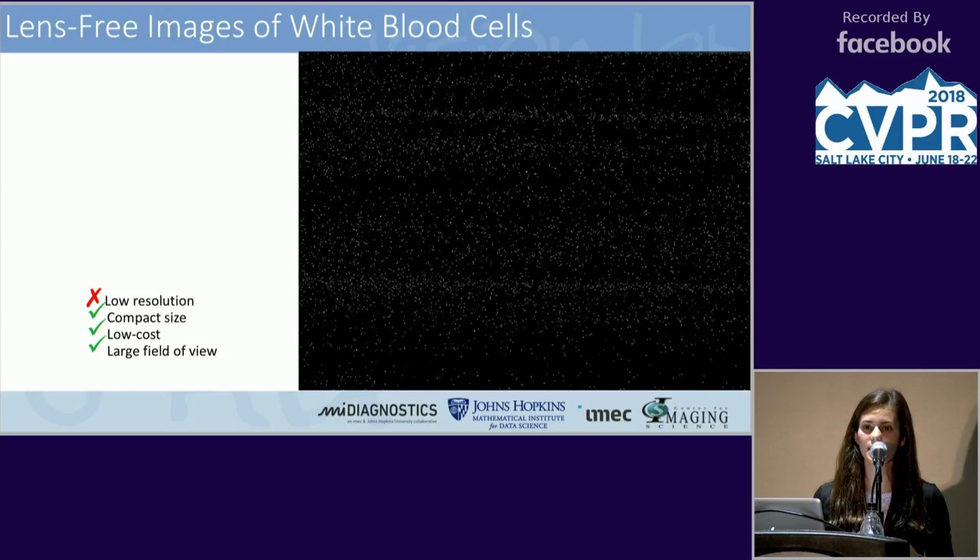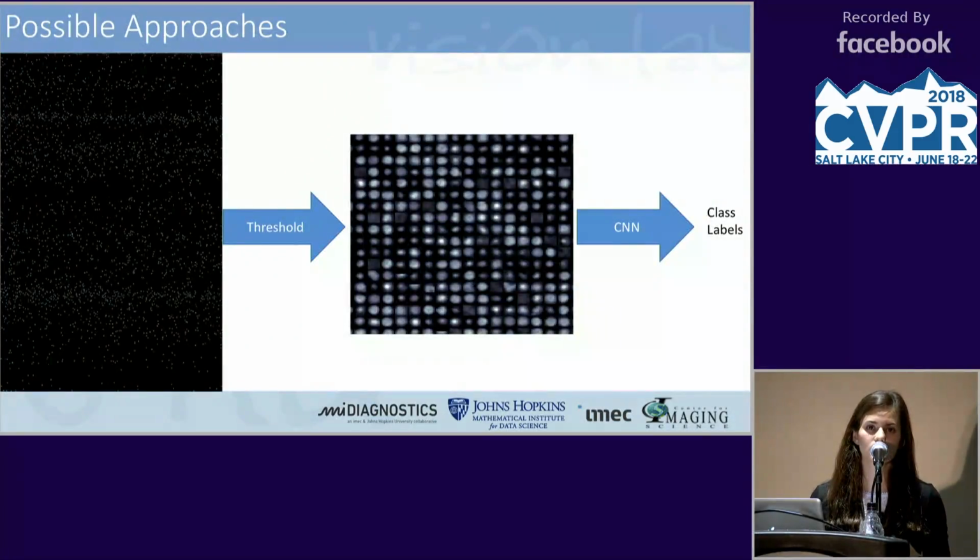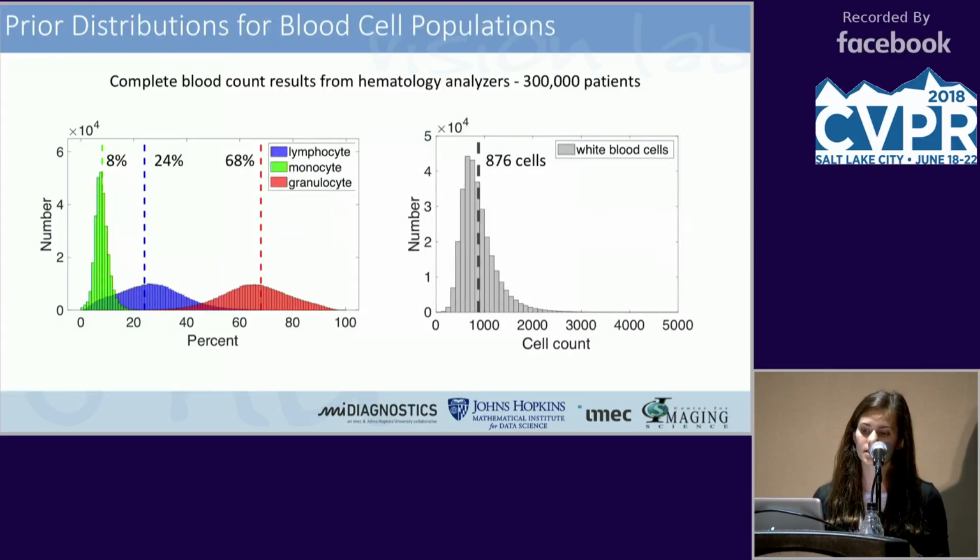Our goal is to take a lens-free image, such as one of these, of white blood cells, and to be able to detect, count, and classify all of the cells in the image. How might we go about doing this? One possible approach is to do thresholding to detect the cells, to then extract the cell patches, and to use a classifier like a CNN to obtain the class labels. However, a disadvantage of this approach is that it doesn't take into account prior distributions for blood cell populations.